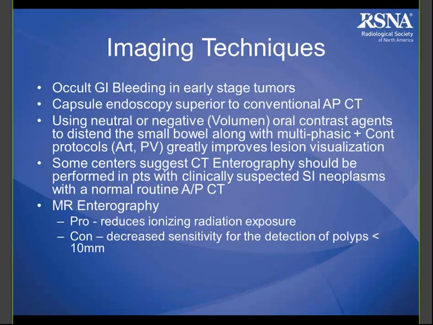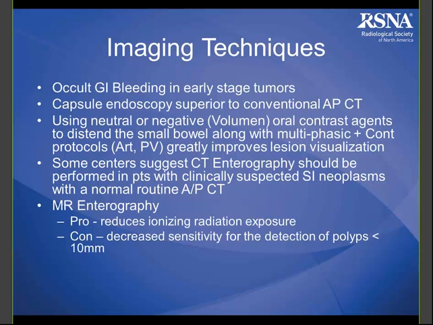Imaging techniques. For occult GI bleeding in early stage tumors, it can be very helpful to get a CT. There's also capsule endoscopy, which is better than conventional CT. It's important to know that hopefully they don't have any small bowel strictures or obstruction before implementation of a capsule. Otherwise, that would not be a good thing.